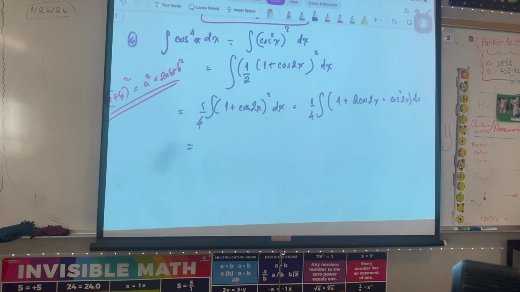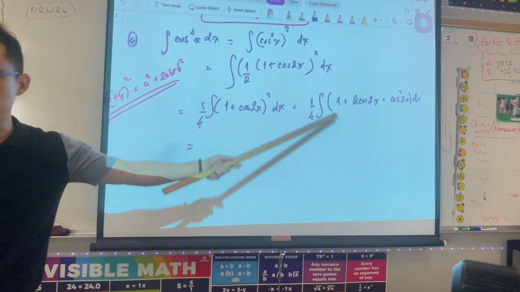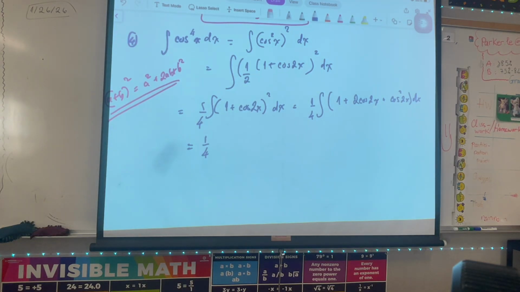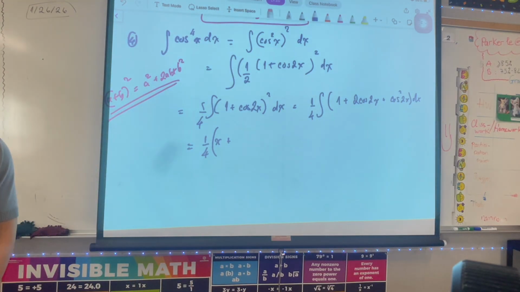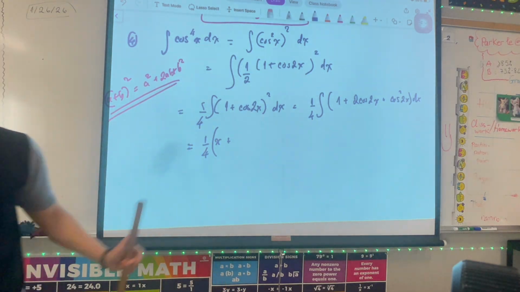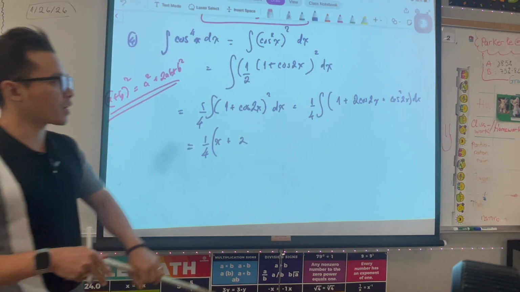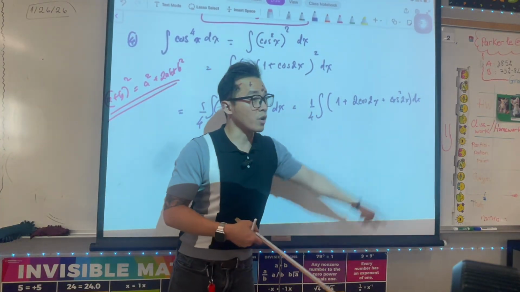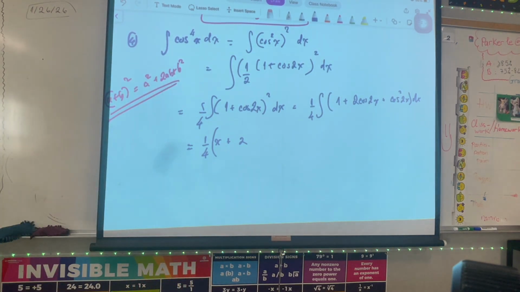So far so good? Yes? Okay, now just do the integral one by one. What is the integral of 1? X. What is the integral of 2 cosine 2x? So the 2 you're going to put in front, right? 2 is just a number. So don't worry about the 2. Now what is the integral of cosine 2x? We did it already. The integral of cosine 2x is sine 2x over 2. Very good. There's a chain rule here, so over 2. And later you see that the 2 and 2 cancel out.